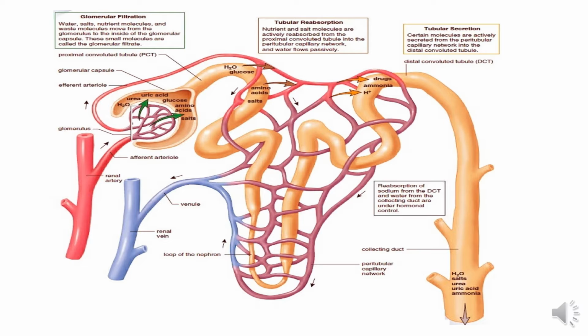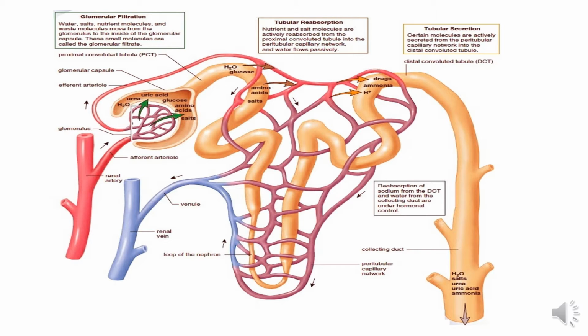First is glomerular filtration. In glomerular filtration, water, salt, nutrient molecules and waste molecules move from the glomerulus to the inside of the glomerular capsule, and these small molecules are called the glomerular filtrate. Next is tubular reabsorption. In tubular reabsorption, nutrient and salt molecules are actively reabsorbed from the proximal convoluted tubule into the peritubular capillary network, and water flows passively. Next is tubular secretion.